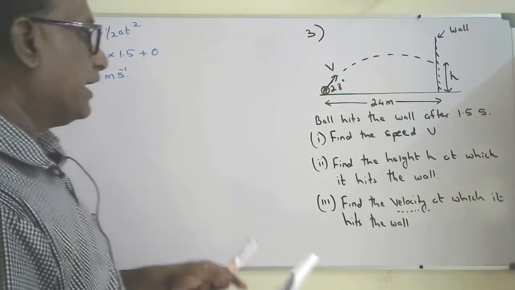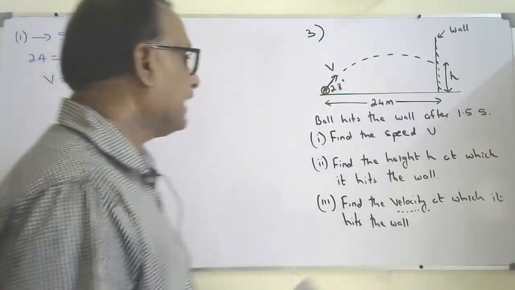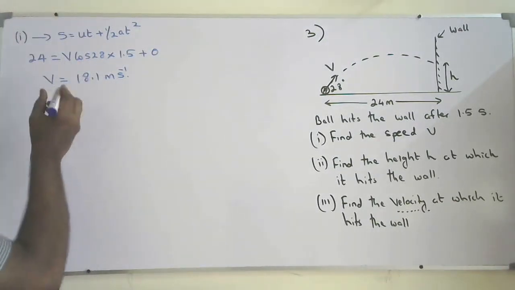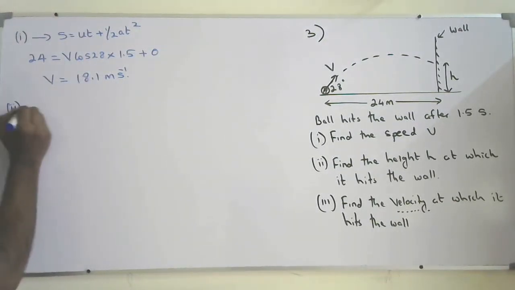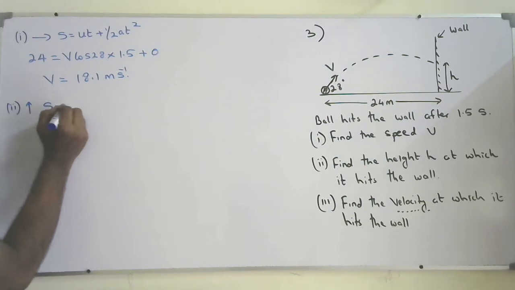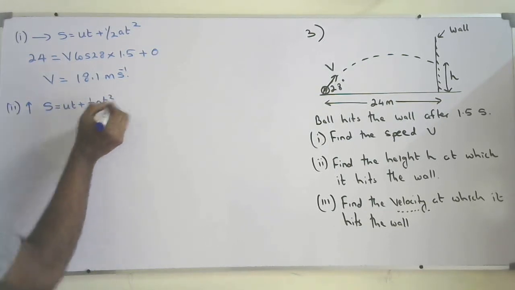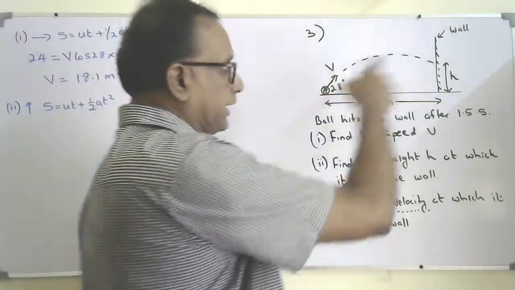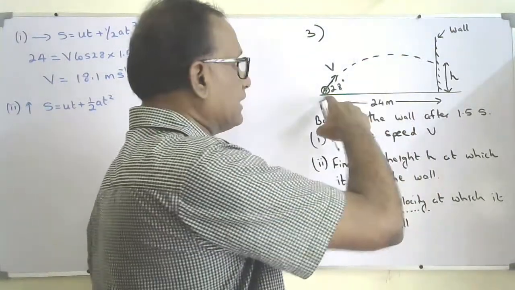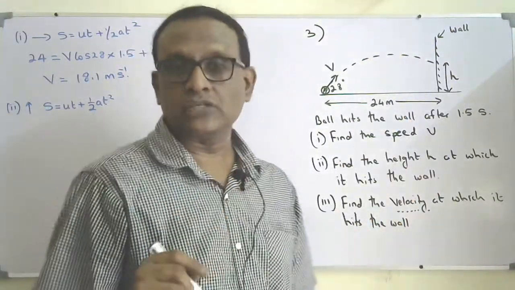Okay, second part, find the height h at which it hits the wall. For the second part I can use, vertically upwards, s equals ut plus half at squared for the motion from the initial point to the wall, right? So the vertical displacement is h, at which it's hitting the wall, right?